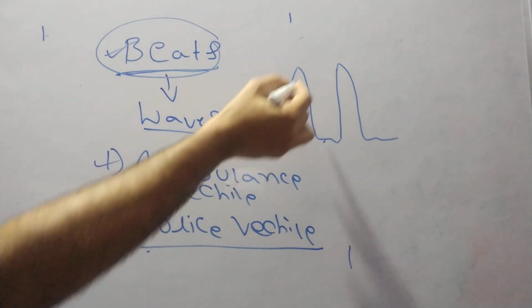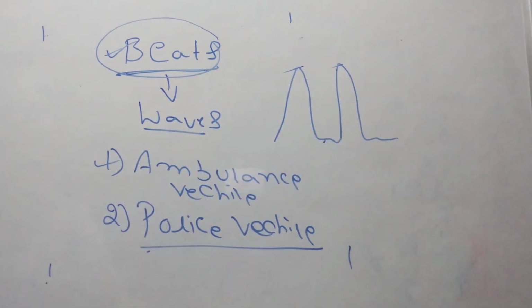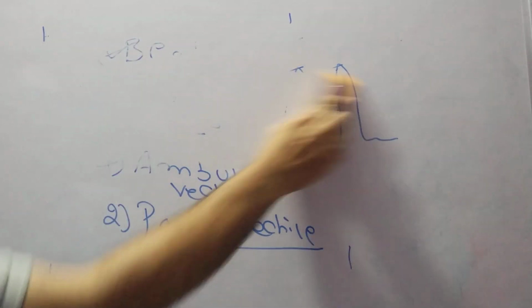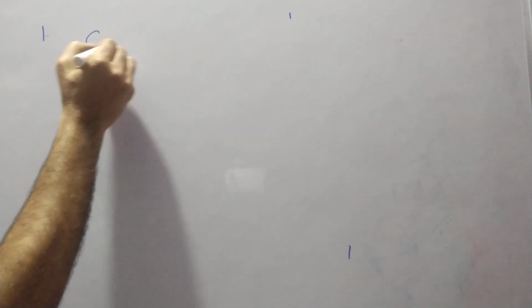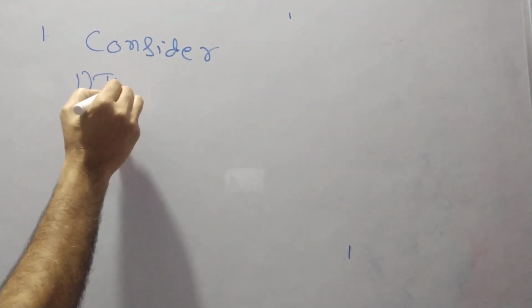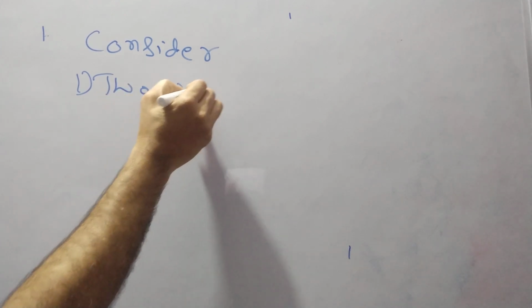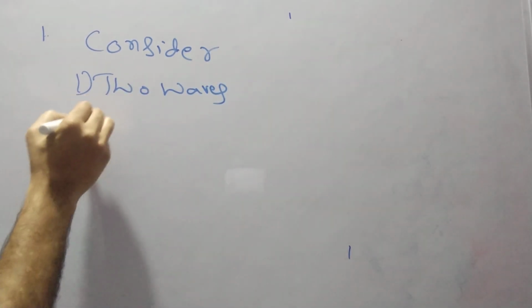So how is it possible to get this maximum and minimum? Some conditions are there here. We will study those conditions and get a standard equation for beats. The conditions are: first, we have to consider two waves.